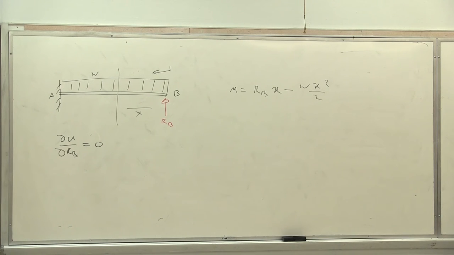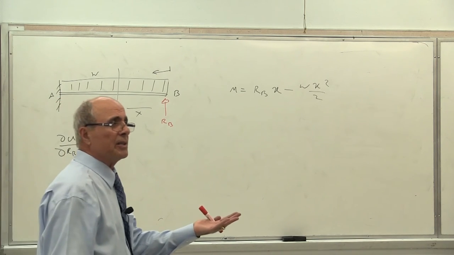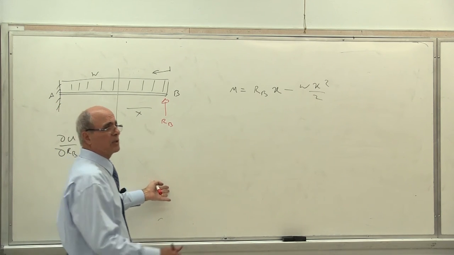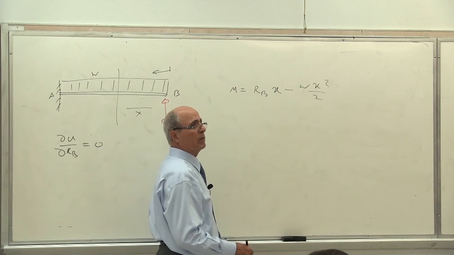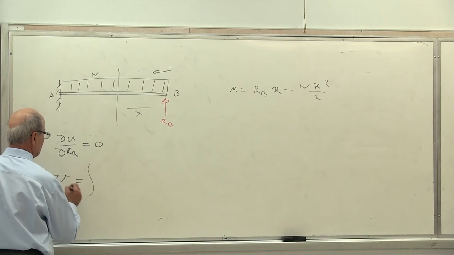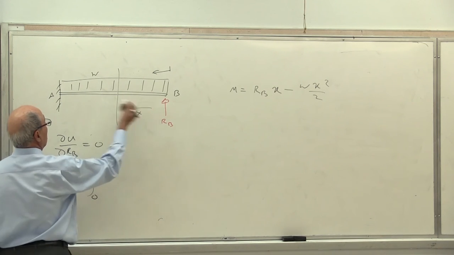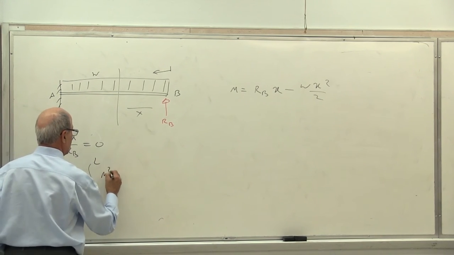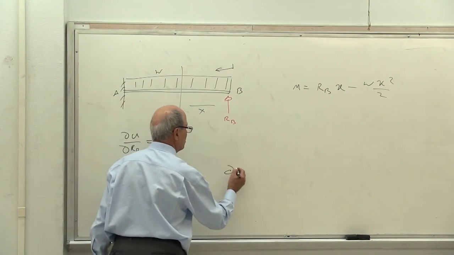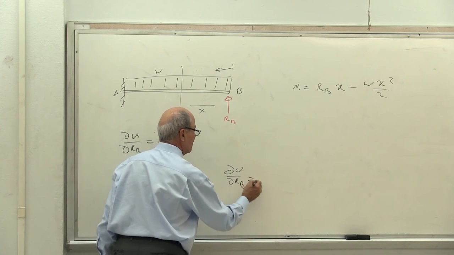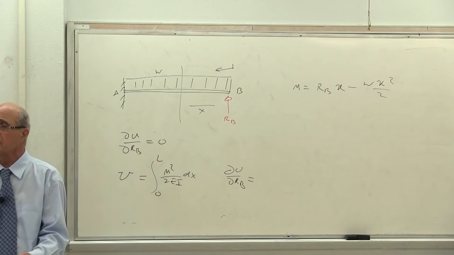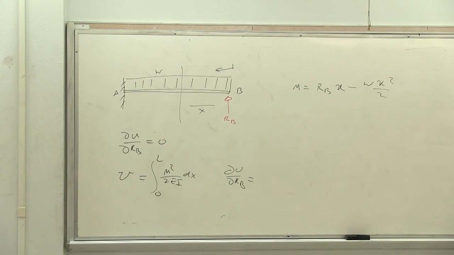Yes? Then what do I need? I need the derivative of that M with respect to RB. Yes or no? Remember, you need M and its derivative always, because this is the bottom line. This U is the integral from 0 to L, going from B to A, of M squared over 2EI dx. When you take the derivative, dU by dRB, I don't have to repeat that. You want to repeat it for your homework once or twice, you are welcome to do it, but after that, it's routine. Everybody understand that?